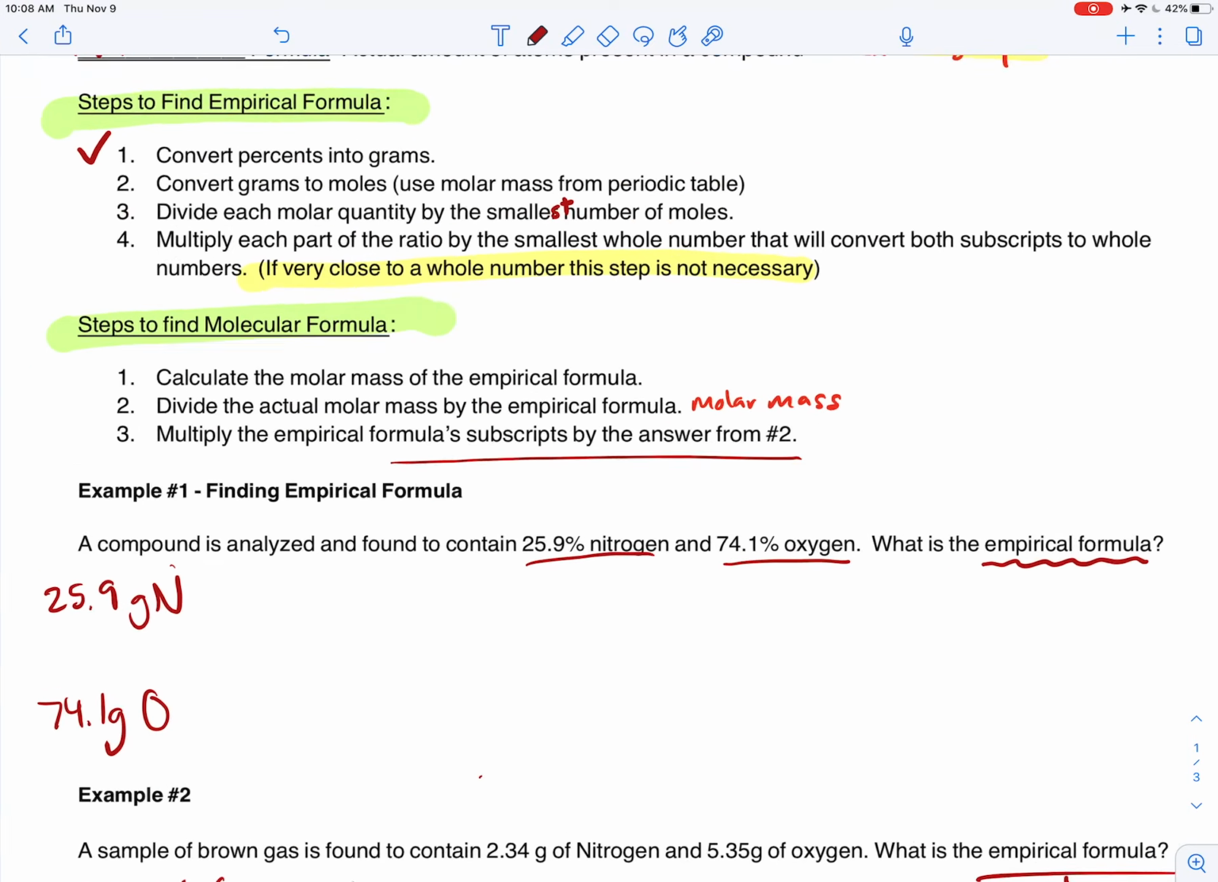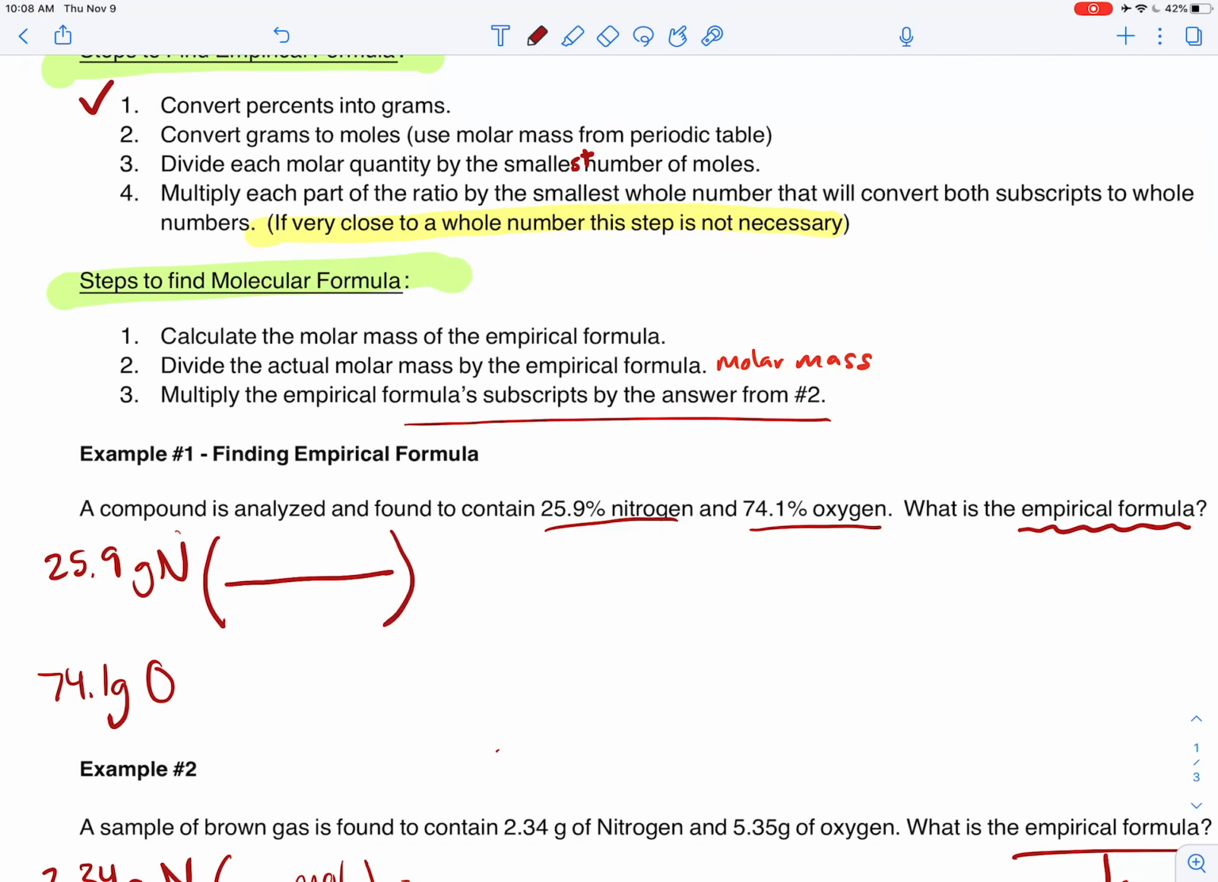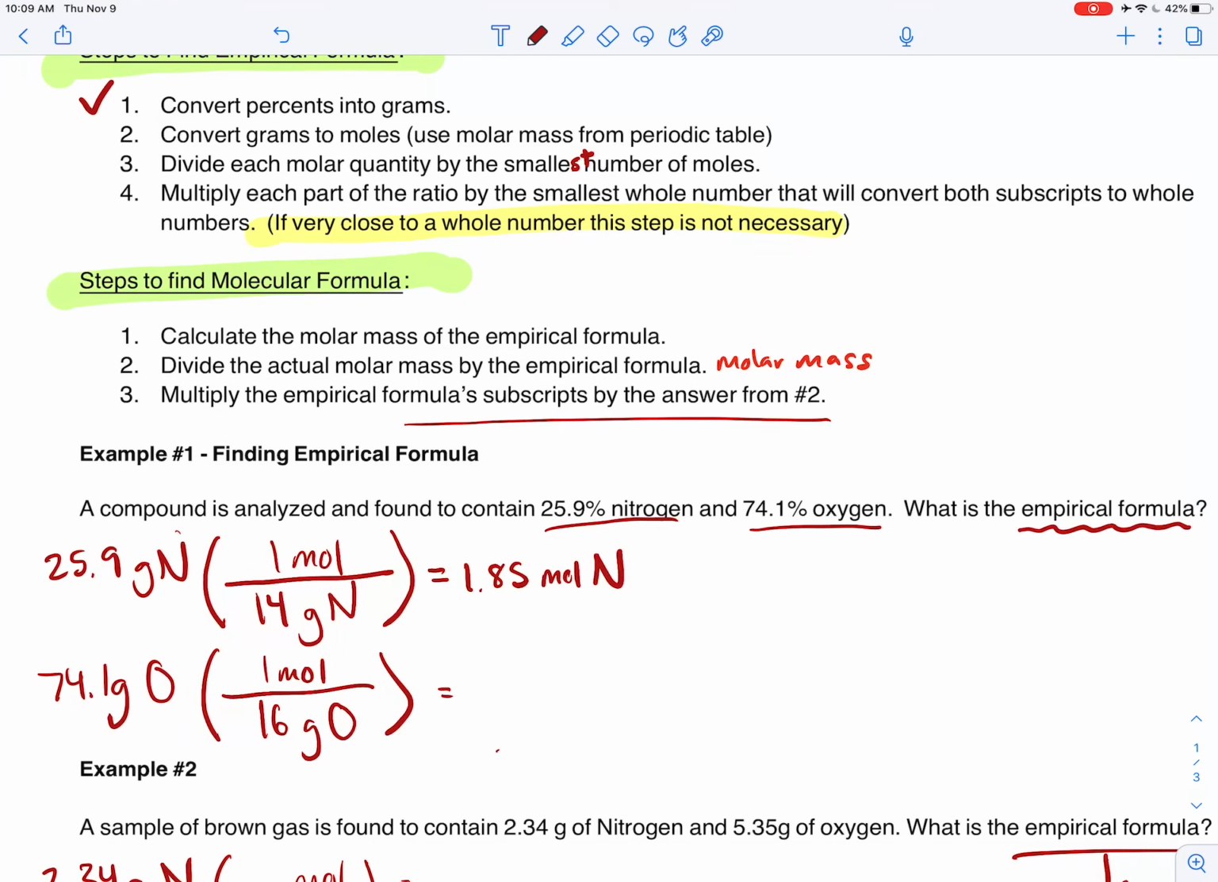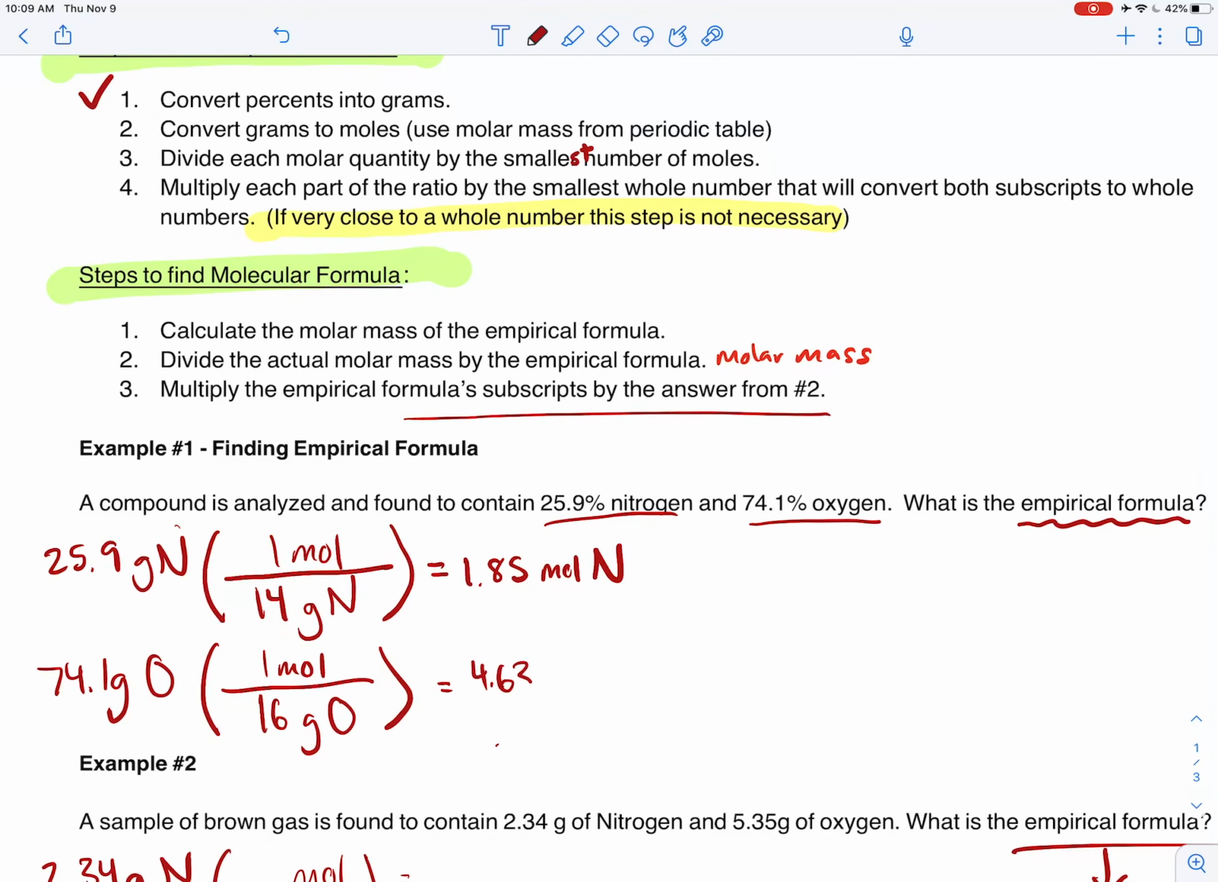Here I'm going to set up a conversion factor so I can do these 2 conversions. I'm going to convert these grams now into moles, so moles go on top. The molar mass of nitrogen is about 14 grams per mole. For oxygen, it's about 16 grams per mole. So I take 25.9 divided by 14, and I get 1.85 moles of nitrogen. Meanwhile, I do 74.1 divided by 16 to get about 4.63 moles of oxygen. All right, step 2, check.